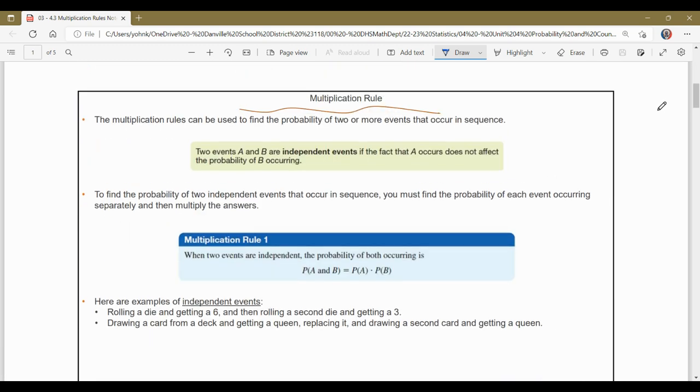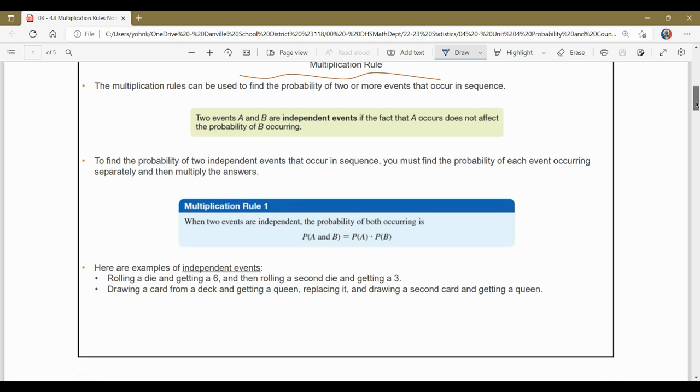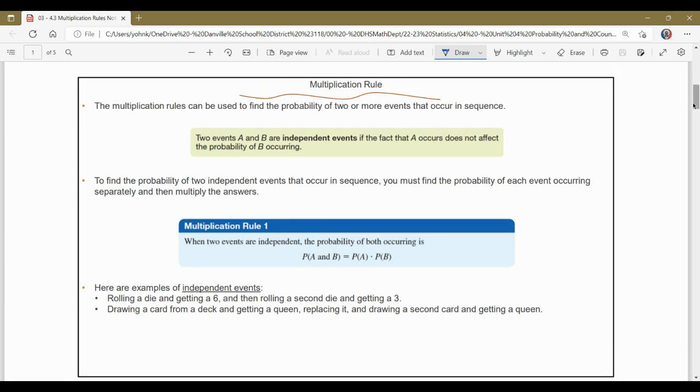So first let's talk about some vocab. When can we use this new multiplication rule? The multiplication rules can be used to find the probability of two or more events that occur in sequence. The addition rule that we learned about in the last section was when we had a single event. Now that we have multiple events happening, we are going to use the multiplication rule.